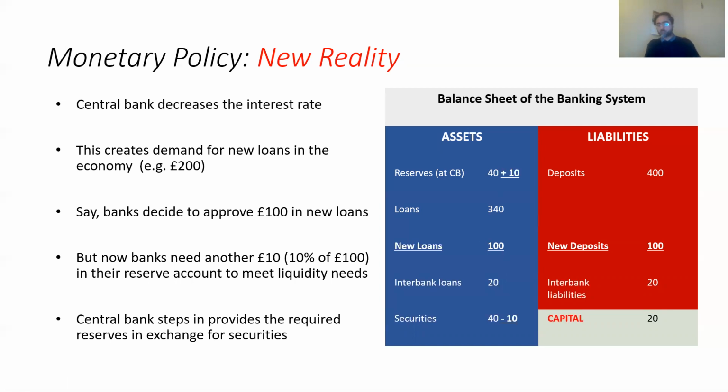So the central bank is going to step in and say, okay, fine, you have created new loans worth 100. You need additional liquidity worth 10% of 100. So again, I'm going to step in, buy securities worth 10 and credit your reserve account by the same amount. And this is it, right? This is how monetary policy has actually been conducted in the modern economy from the 90s onwards.